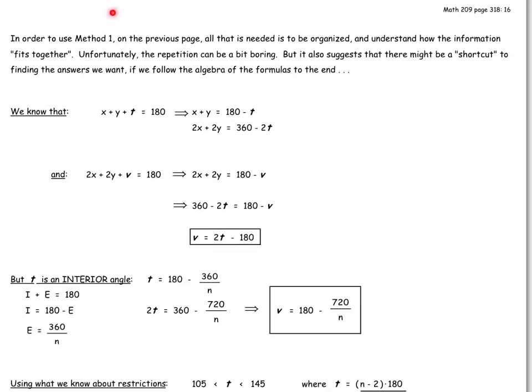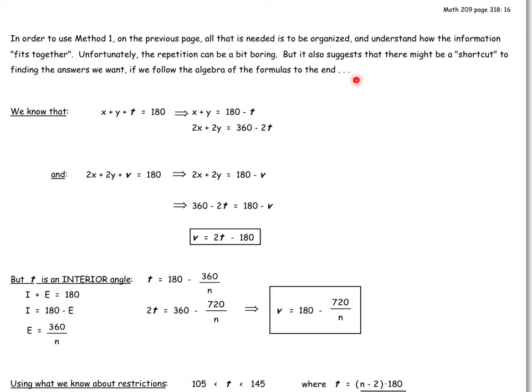What you saw using method 1, if you want to call it that, on the previous page was that all you need to do is be organized, understand how the information fits together, and be willing to work out the problem. However, the repetition can be a bit boring, especially for those of you who are a little bit more ambitious and a little bit more willing to explore and see what you can discover. And repetition often suggests that there could be a shortcut to finding the answers if you're willing to follow the algebra of the formulas all the way to the end and not jump to numbers too soon.